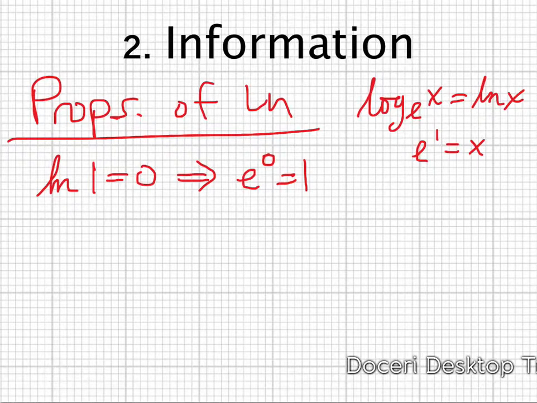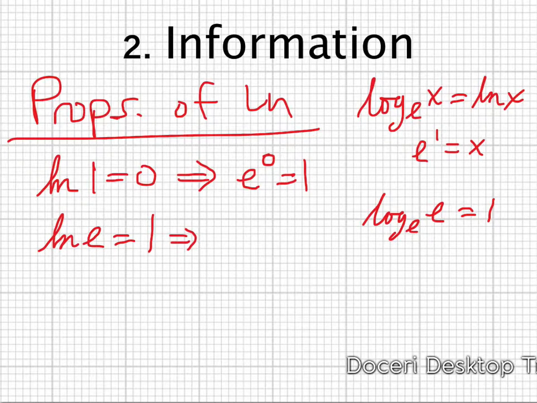Anyway, natural log of e, that's going to be equal to 1, because remember, this is log base e, and then I have an e. When I have the same base as I do inside the log, that's going to equal 1, right? And the reason for this is e to the first power is e.